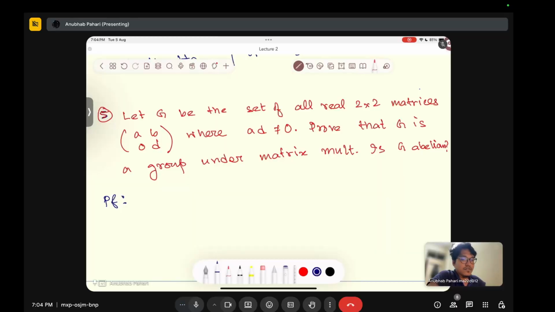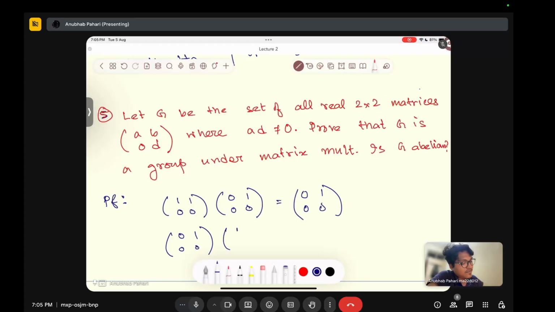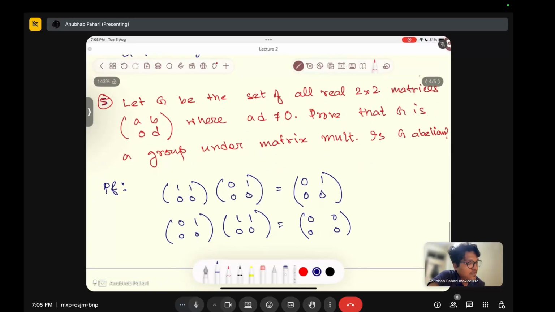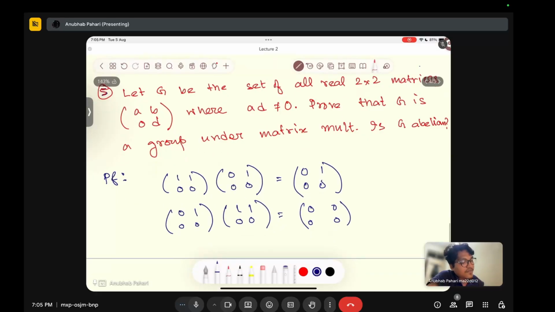Sir, take two matrices as 1100 and 0100. So 1100 times 0100, you will get 0100, and this will give you the zero matrix. So this matrix does not belong to G. Yes, these matrices do not belong to the given set. I have a counterexample.